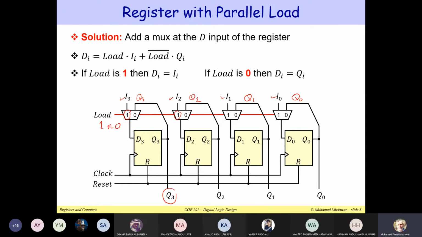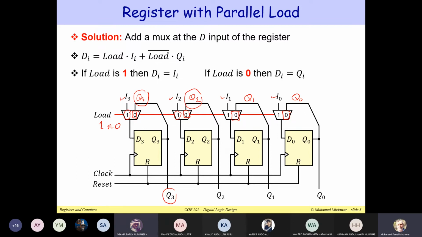On the other hand, if load is equal to 0, then the D input is nothing but the Q output. We are selecting the Q output and feeding it back to the D input. Therefore, this will not change the output Q. So this is the trick here: to use a multiplexer and feed the Q output back to the D input. Now, if you use a multiplexer, yes, Osama.